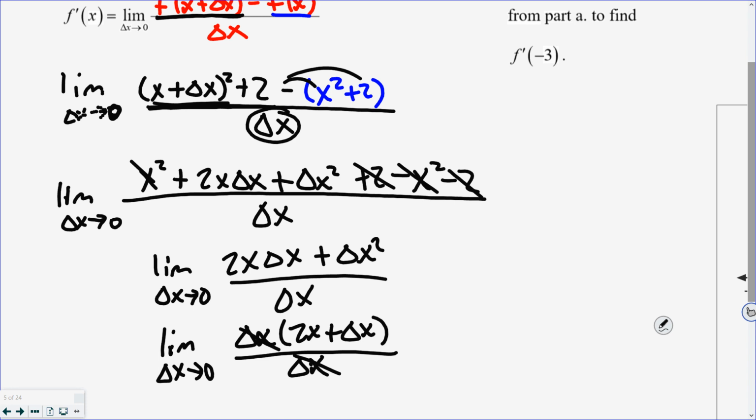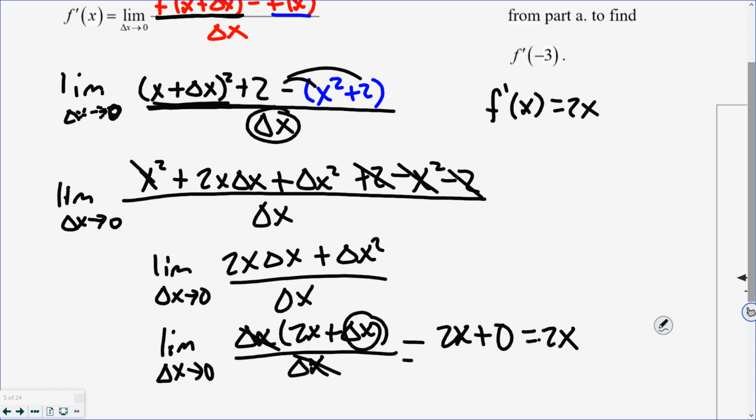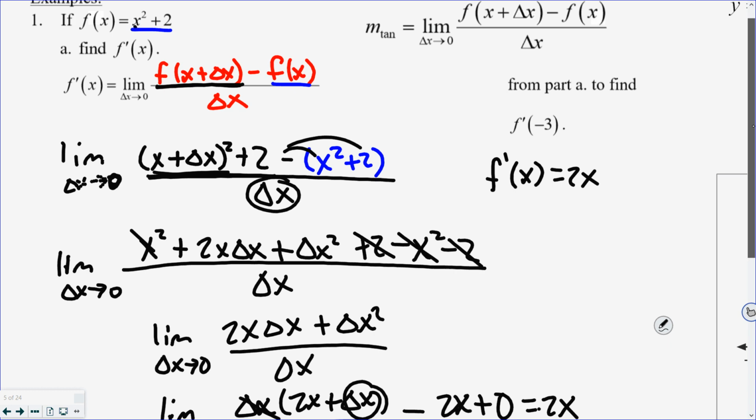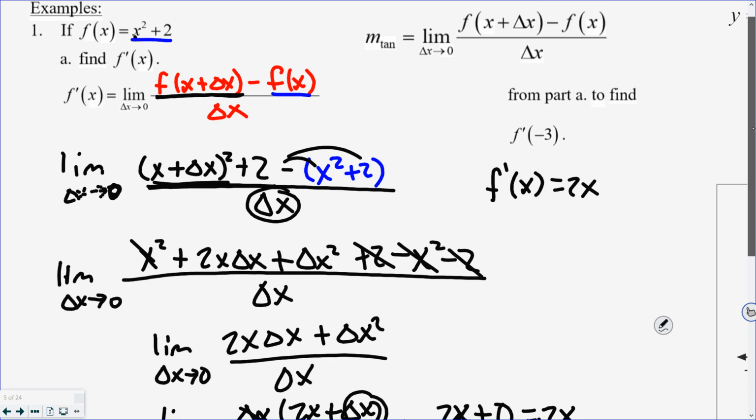left on the bottom. So if I plug 0 in for delta x right there, I get 2x plus, and I'm plugging 0 in for delta x. So it really just comes out to be 2x. So after all that, my derivative, f prime of x, is equal to 2x. So what that means is I now have a formula that no matter where I go on that graph, my graph is f of x equals x squared plus 2, I can plug in the x value into my derivative and I know the slope at that point.